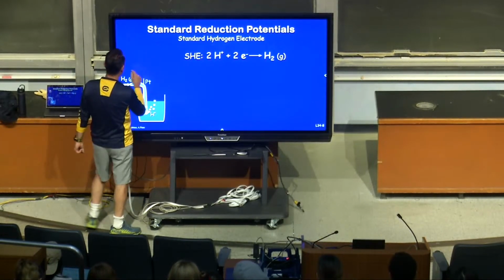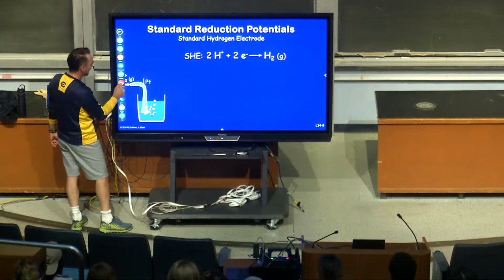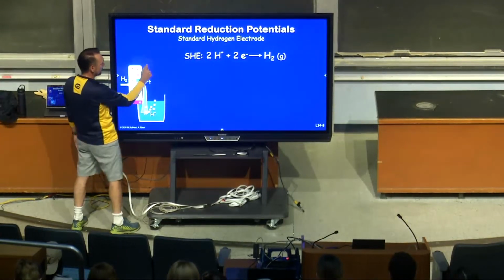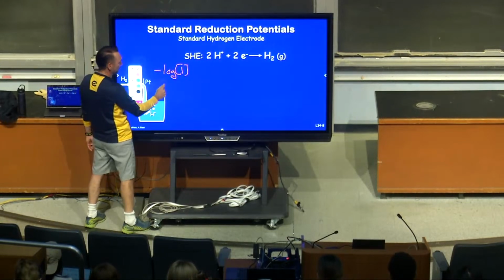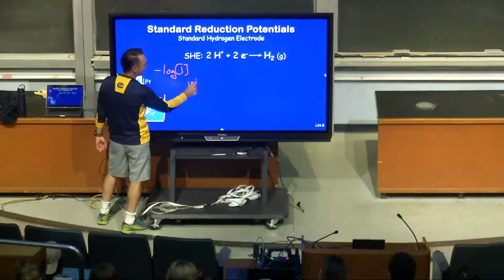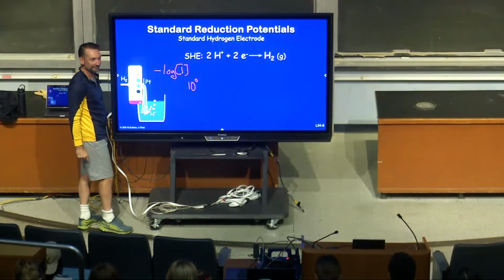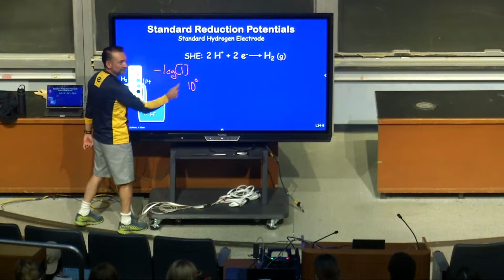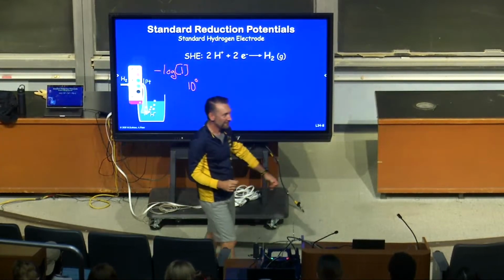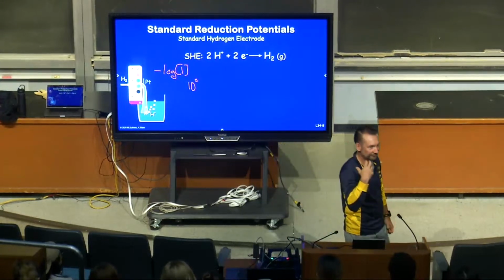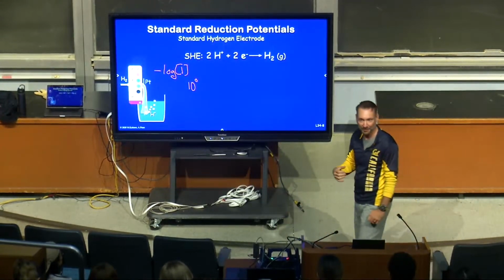What's the pH? Well, 1 molar, you would do it on your calculator, right? You could take minus log of 1 molar. What would you get? Remember, 1 is 10 to the 0, isn't it? So the pH is 0. Okay? The pH in the standard state is 0, because 1 molar H pluses.